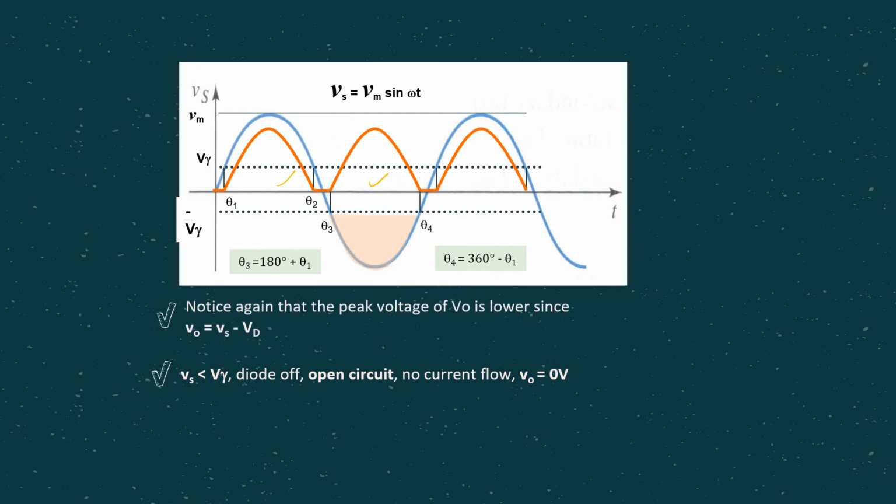Okay, then obviously there are times when both diodes will be off. This is when Vs is less than V gamma. So when Vs is less than V gamma, although here it is under forward bias, at that time the diode will be off. Then it is an open circuit, no current flows, so V naught equals 0 volt, only at this time.